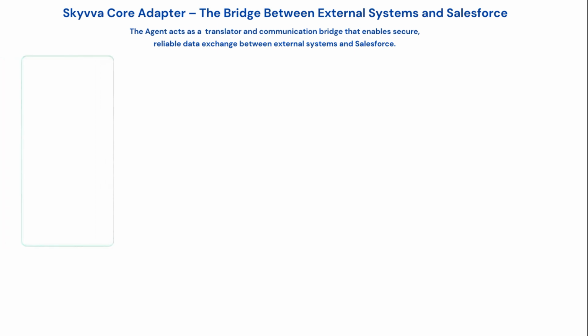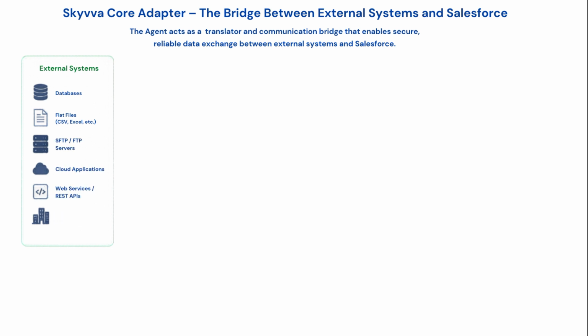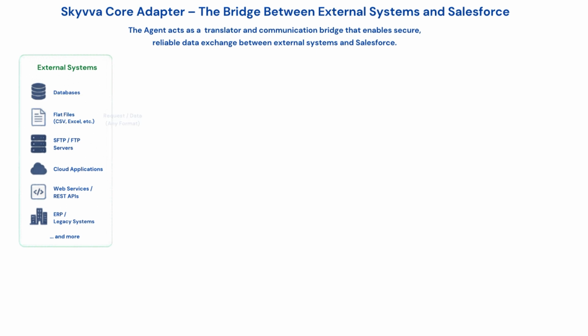First, on the left side, you can see the external systems such as databases, flat files, SFTP/FTP servers, cloud applications, web services or REST APIs, ERP systems, and many others. These systems send requests or data in different formats.